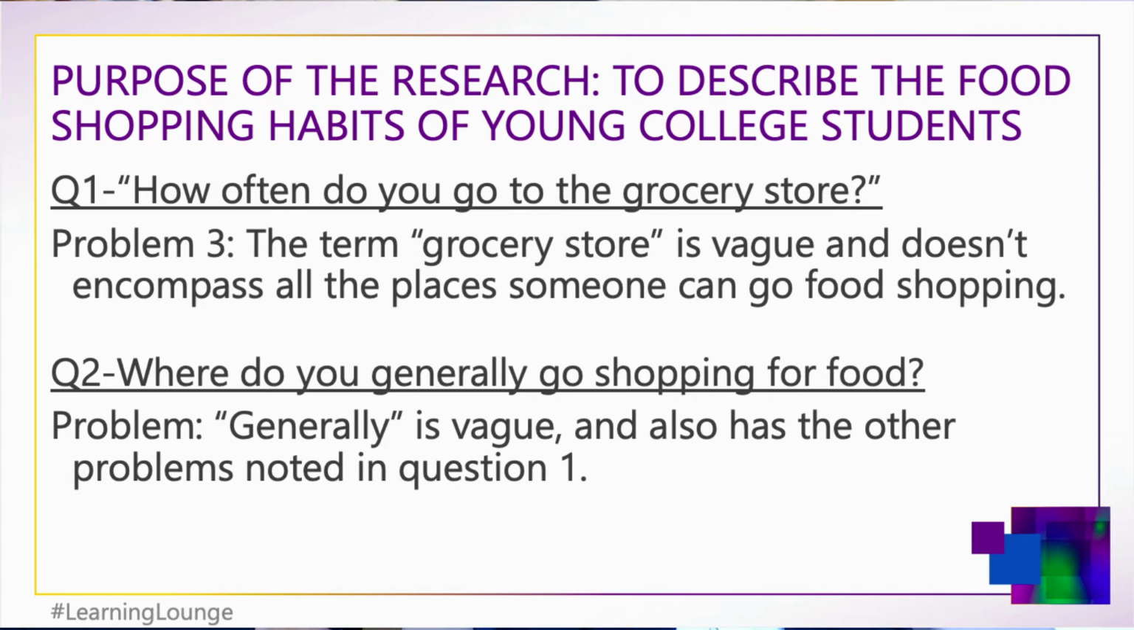And then the second question, where do you generally go shopping for food? This is where Kelly goes, you mean food? See, that's a big problem, because maybe I've already filled that out. Maybe it's a computerized survey and I've filled it out, and it's off into the ether. So of course it's food. And so generally is also vague. Like, what do I mean by general? So this has the same problems as those noted in the prior question 1, but also added the problem of generally.